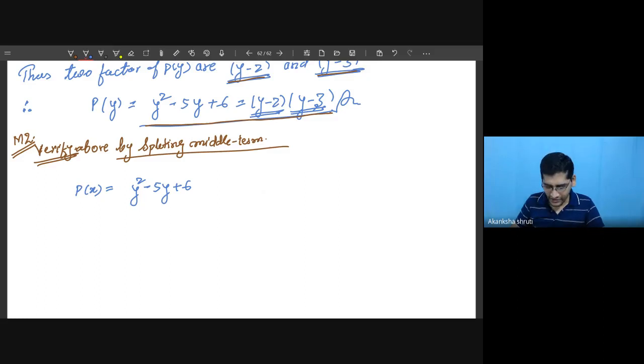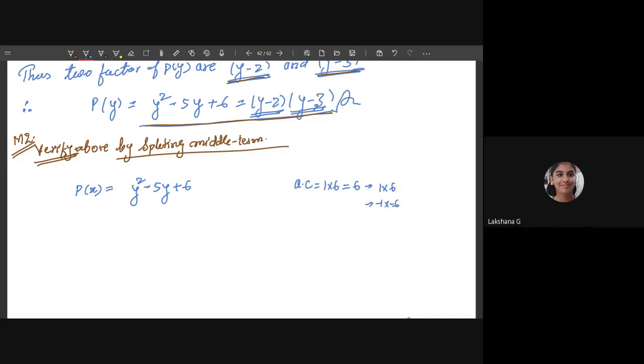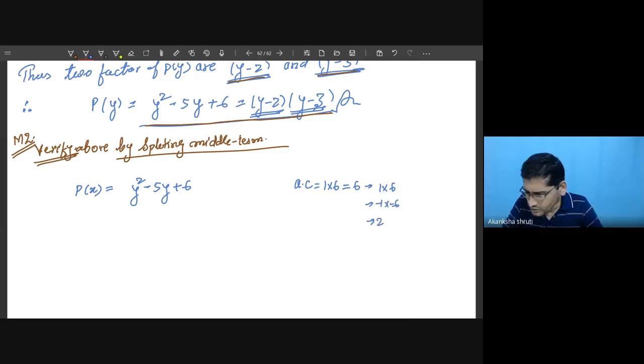Okay, student, you have to factorize this by using the splitting the middle term. So again, for splitting the middle term, what are we doing? AC, we are taking 1 into 6, it is 6, so 6y square. Now for this 6, you have to write all the factors. You can write 1 into 6, minus 1 into minus 6, 2 into 3, and the next one is minus 2 into minus 3.